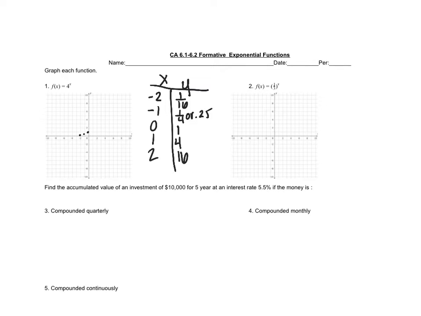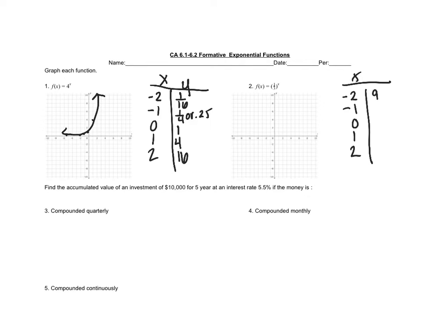And if it goes off the graph, obviously you don't plot it. Again, we pick -2, -1, 0, 1, and 2 as our x values, we plug them in.